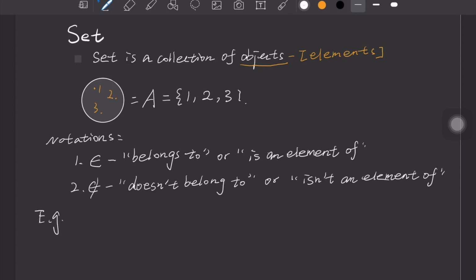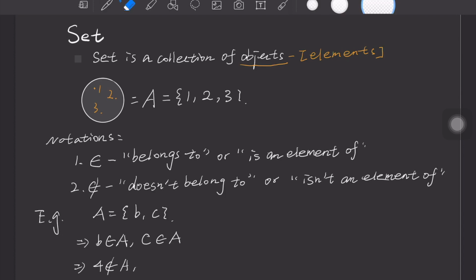We can look at an example here. If we have a set A that has elements B and C, in this case, we can say B is an element of A. C is also an element of A. But no other objects are elements of A except B and C. So we can say 4 is not an element of A. D is not an element of A, for instance.